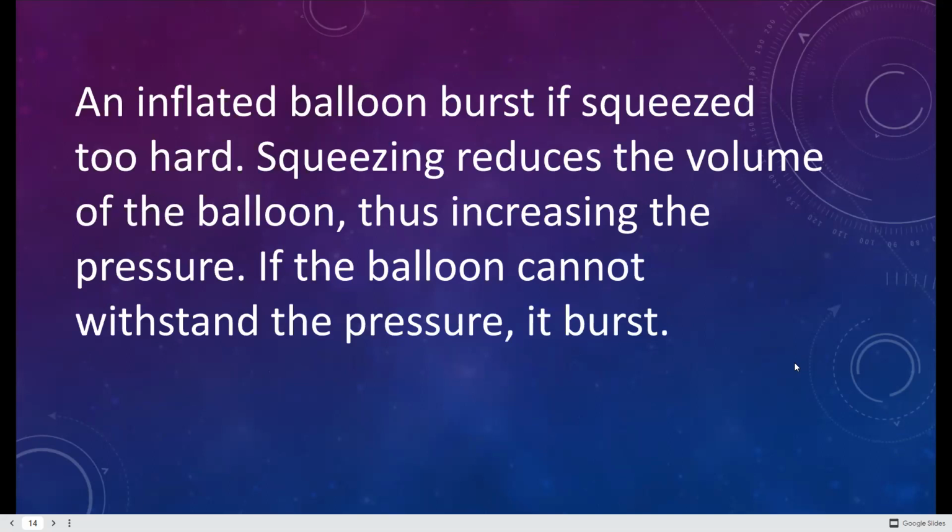An inflated balloon bursts if squeezed too hard. Squeezing reduces the volume of the balloon, thus increasing pressure. If the balloon cannot withstand the pressure, it bursts. Correct. Okay, when you squeeze the balloon, you are now creating pressure.